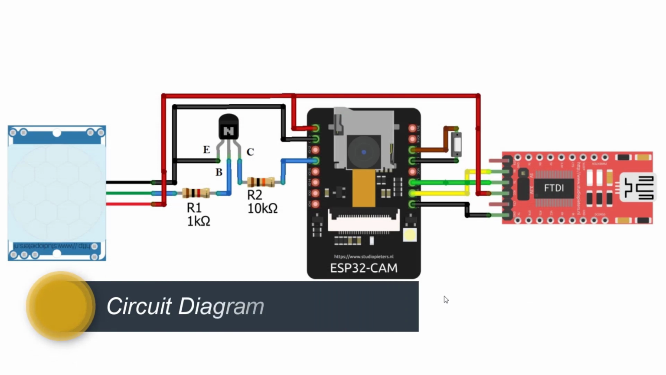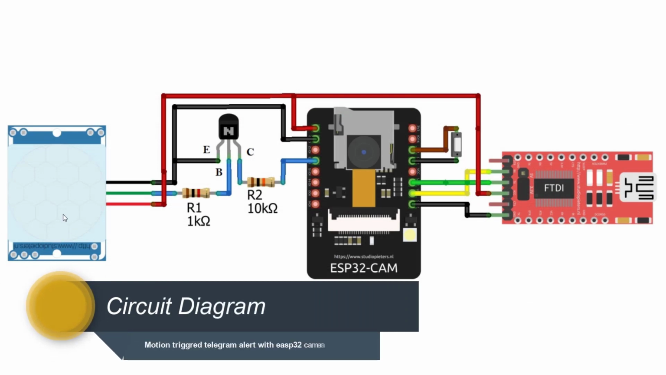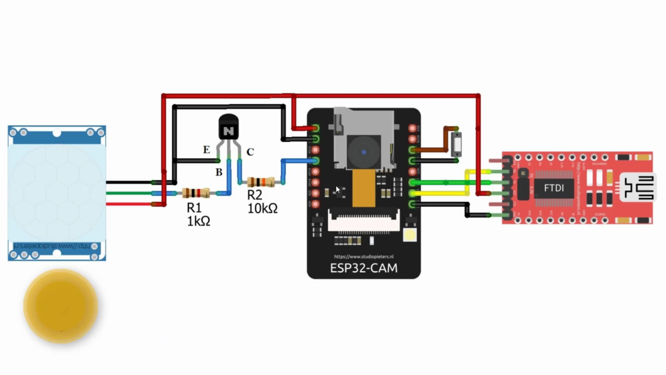Here is the circuit for motion triggered telegram alert device. This is PIR motion sensor. This is an intermediate trigger circuit between motion sensor and ESP32. Here is the ESP32 CAM module, which is the heart of the device. This is the FTDI module to program ESP32 module because it doesn't have any onboard programming module. And this connection is required to put ESP32 CAM module in boot mode while uploading code.